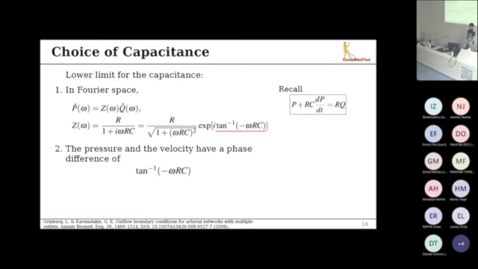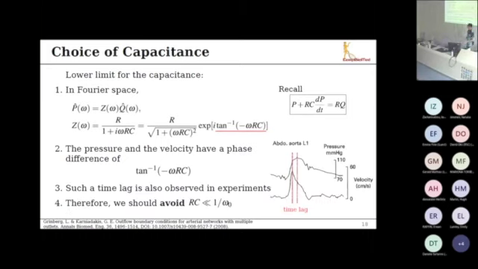For the lower limit of this capacitance, we find it from the Fourier transform of the partial differential equation. We find that the pressure and the flow rate have a phase difference given by the arctangent of omega RC. This can be translated to a time lag in the time series of pressure and velocity, as shown in the left figure. You see the peak of these two profiles has indeed some time lag in the experiments. So this gives the lower limit for the capacitance.